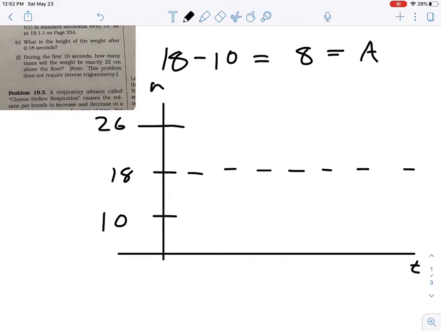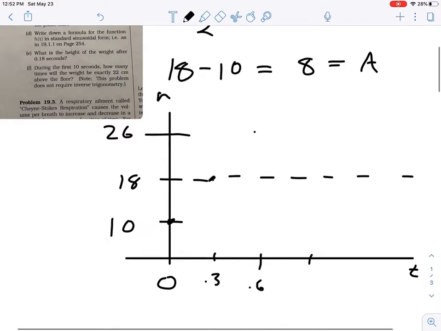At time 0, I'm at a height of 10. At time 0.6, I'm at a height of 26. So at time 0.3, halfway through there, I'm at my height of 18, which is k. Basically each notch is going to be 0.3. So 0.3, 0.6, 0.9, 1.2. And that should get one sinusoidal curve.